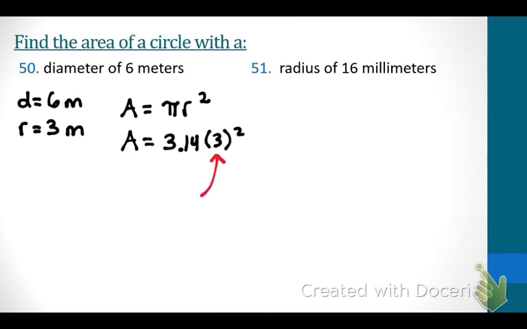Okay, is there any work inside the parentheses? No, so what should I do next? What's the E in PEMDAS? Exponents, all right? So what is 3 squared? 9, very good. So now we're taking 3.14 and multiplying it by 9. When you do that, what do you get?